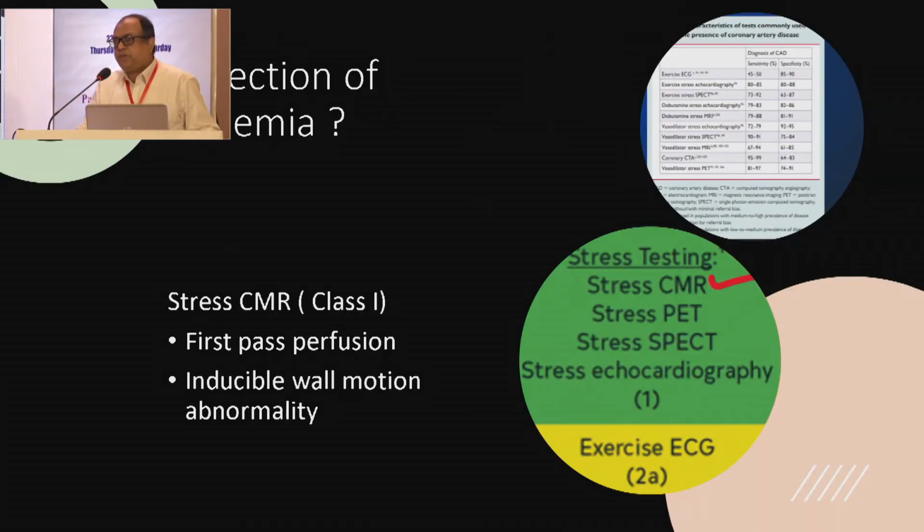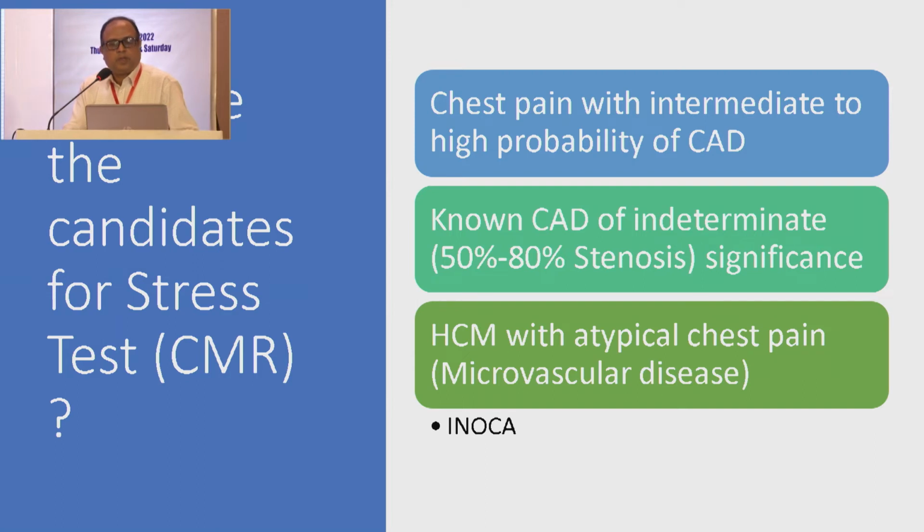So for detection of ischemia, today I will present the role of stress CMR. Stress CMR has a class 1 indication, and obviously exercise ECG is now a 2A indication in the guideline. So in CMR, we use two modalities. First of all, first pass perfusion, and second, whether there is any inducible wall motion abnormality, like dobutamine stress echo. So who are the candidates for stress CMR?